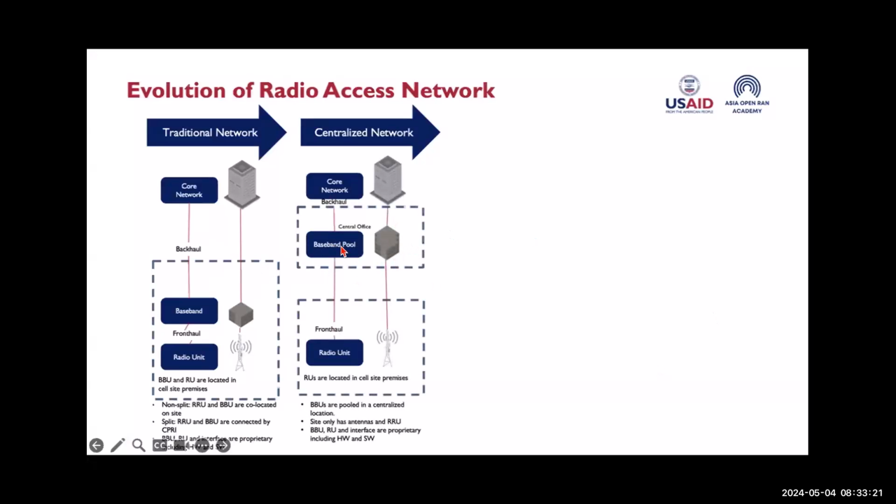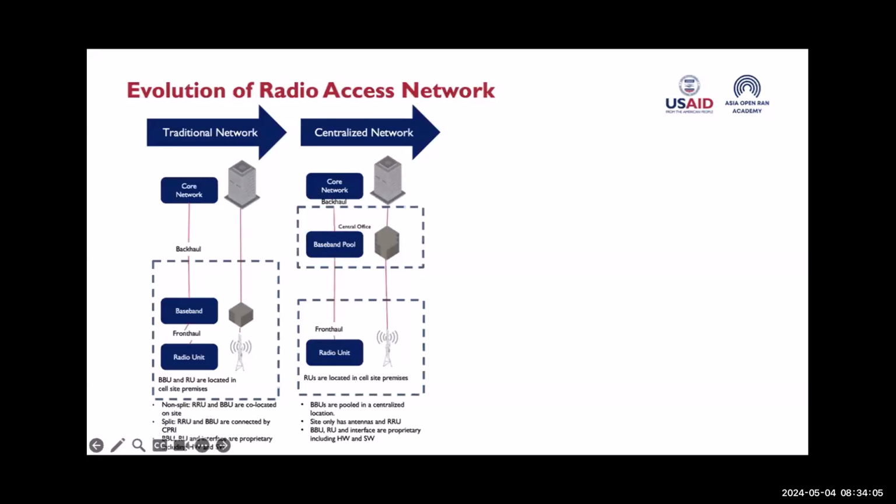Okay. So in other textbooks or other resources, you will see this as a baseband hotel. Okay, baseband hotel. And then what you can see in the cell site premises is the radio unit. So this will improve the flexibility and cost effectiveness of the solution. Just imagine if you will upgrade the site, you don't need to go to the cell site premises. You just need to go to the central office, do the upgrade there, and that's it.